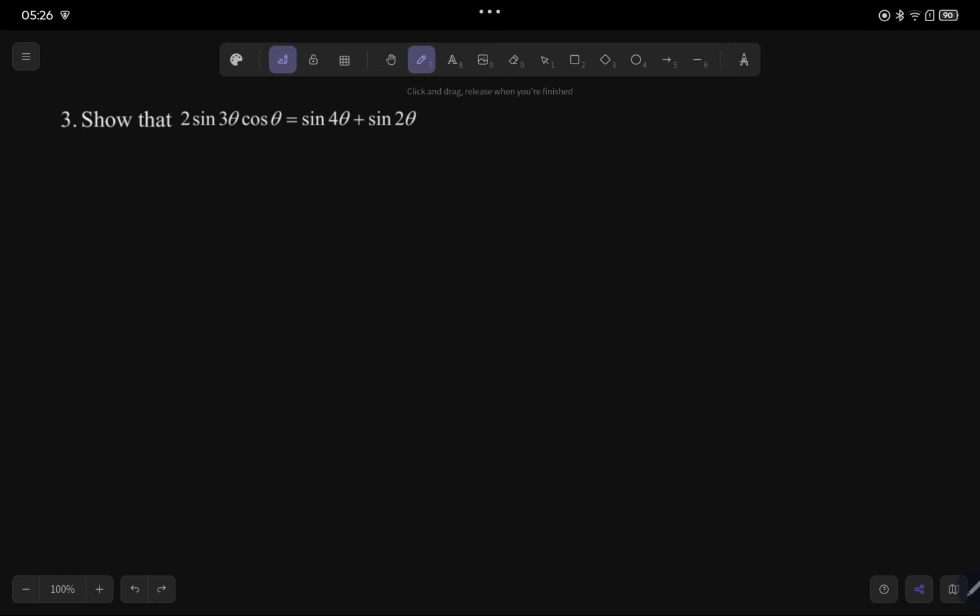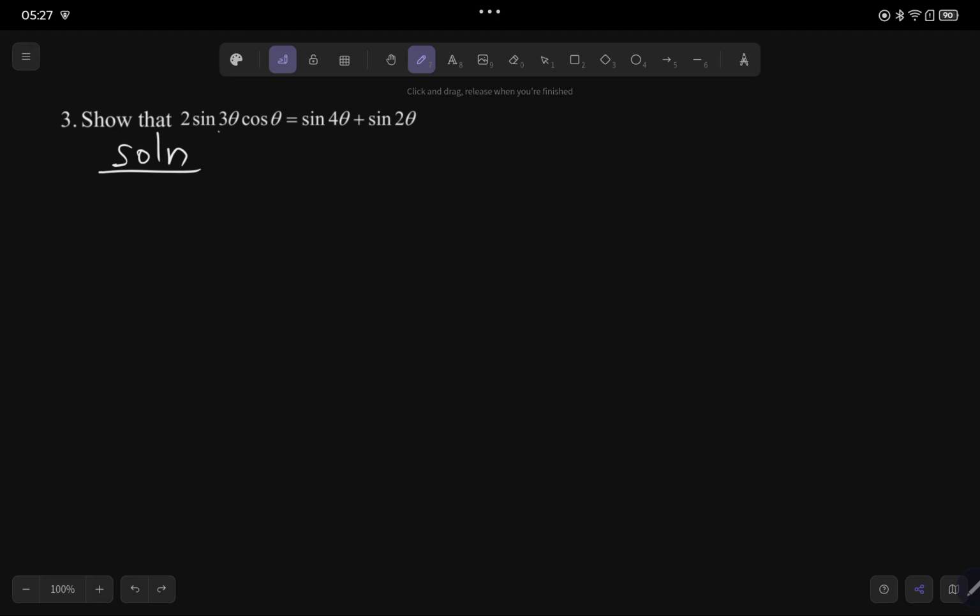Show that 2 sin 3 theta cos theta is sin 4 theta plus sin 2 theta. Now this time we are moving from the product and coming to the sum. At the beginning we said that the factor formula can help us to do it in both directions. Now let us see how this one will come out. Again, we shall deal with the left hand side.